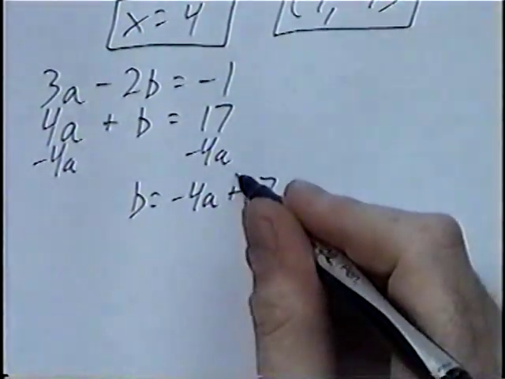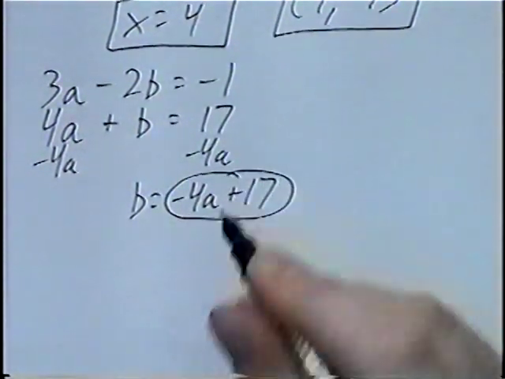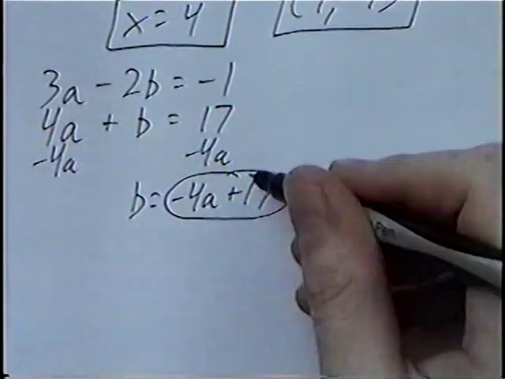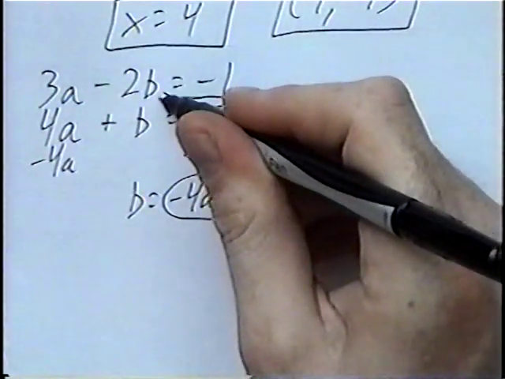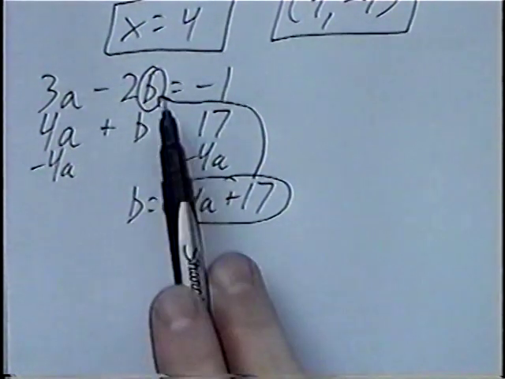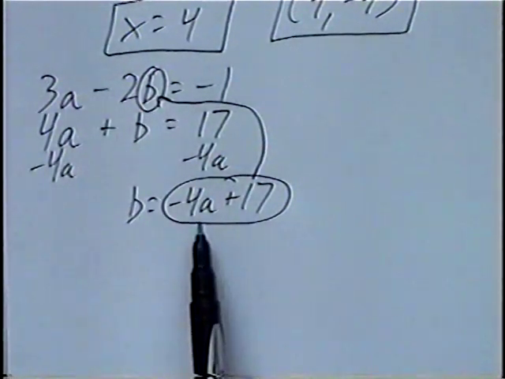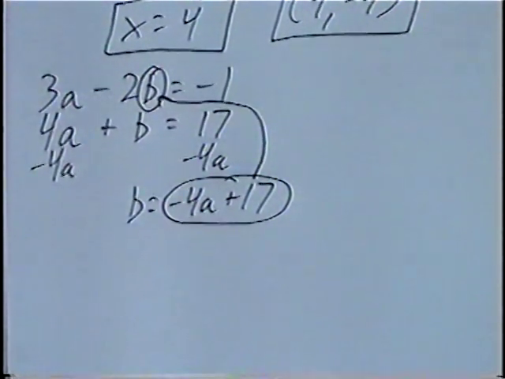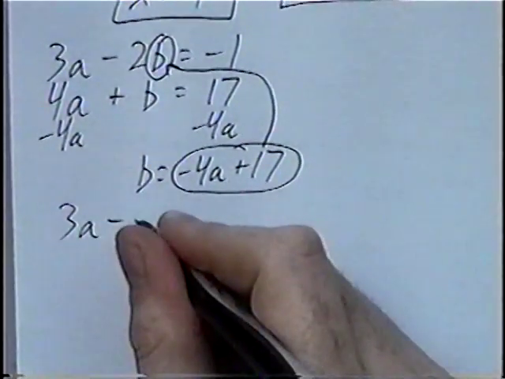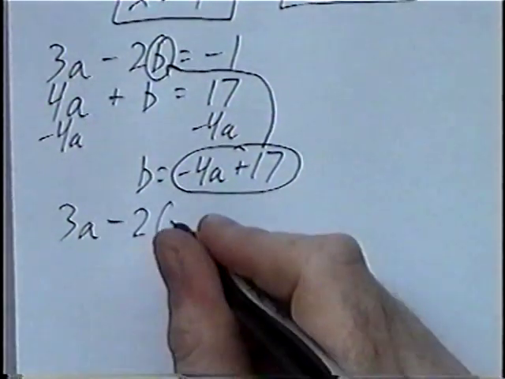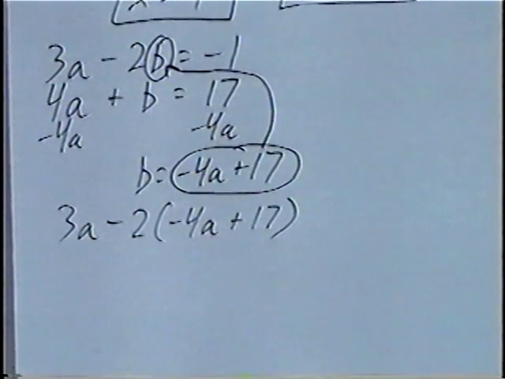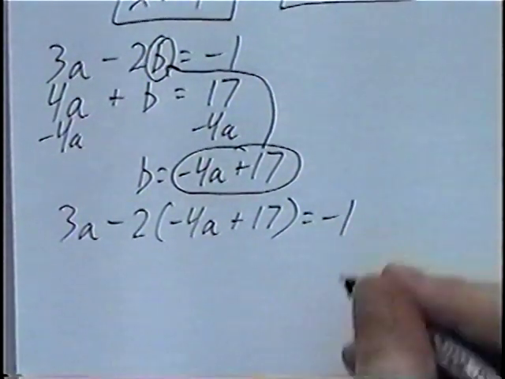Substitution, b equals negative 4a plus 17. We use the second equation to come up with this expression. So we'll plug this one into the equation we did not use, the first equation. Again, always substitute into a different equation rather than the equation that you got the expression from. Solving the first equation is 3a minus 2. Instead of b, we'll substitute negative 4a plus 17 and equals negative 1.